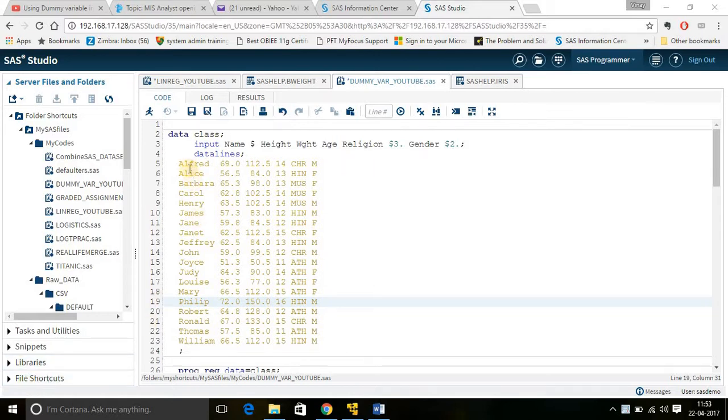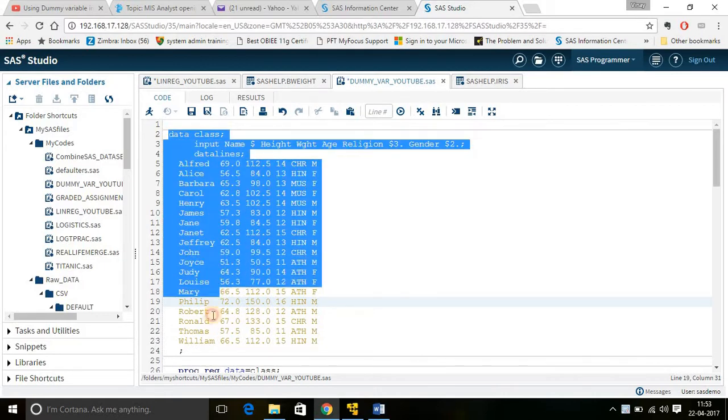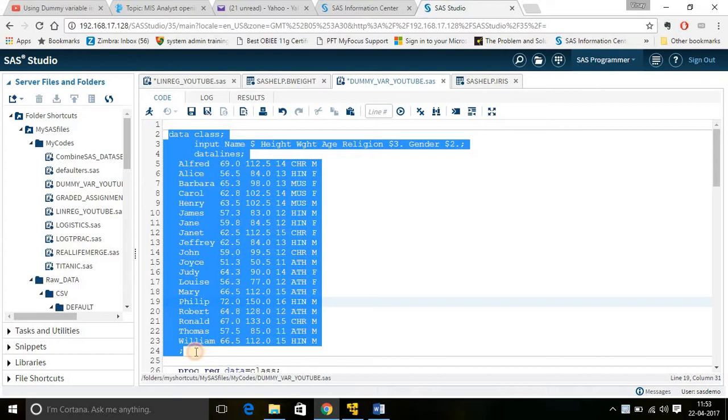So I'm trying to make a data set. The variables are name, which is a character variable, so that is why the dollar sign, and then height, which is a number, weight, number, age, number, religion, character, CHR, three-digit character. Again, gender, male or female. So that is also character. So we will take a look at this data set and we'll see how it looks.